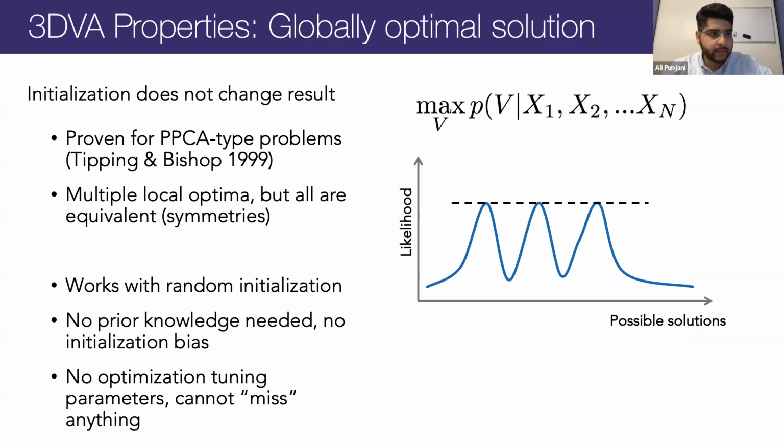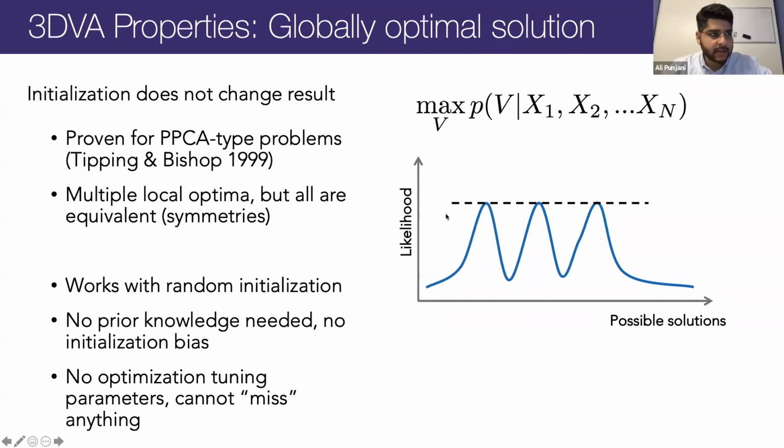The second important property is that 3D variability analysis is not a simple optimization problem. The actual optimization problem that we're solving, this maximum over probabilities, is not simple, and it's actually not convex, but it's been proven that for probabilistic PCA type problems, the type of algorithm that we're using, while the solution does have multiple local optima, all of them are equivalent.